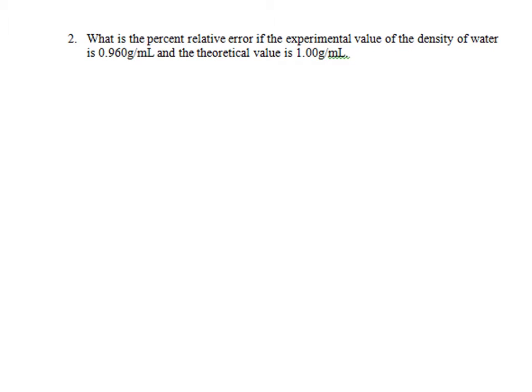In percent relative error homework, problem number 2, it gives us that the experimental value of water was found to be 0.960 grams per milliliter, and the theoretical value was found to be 1.00 grams per milliliter.